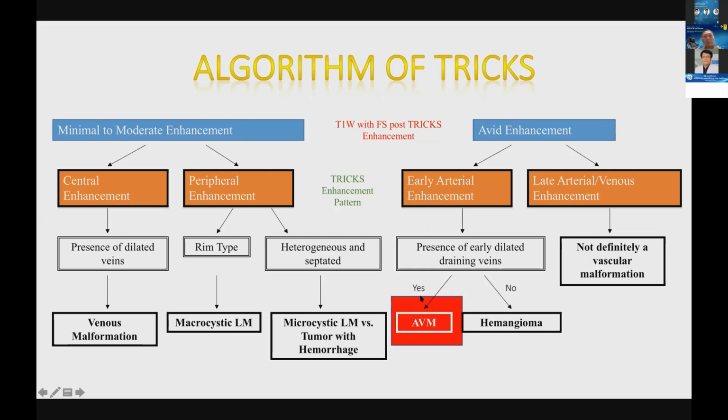For the AVM in this case, there is very effective enhancement in the arterial phase, especially early dilated draining vein with the nidus. So we can establish the diagnosis as AVM. But if there is no early dilated draining vein, we can establish the diagnosis of hemangioma.